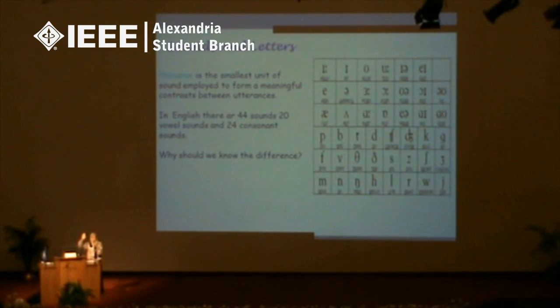But some dialects in English, do you know what's a dialect? A dialect, like an accent, has fewer than these 20 vowels, okay? So, why should I know the difference? I should know the difference because not every letter I see in a word should I pronounce. Number two is that many letters have more than one sound.